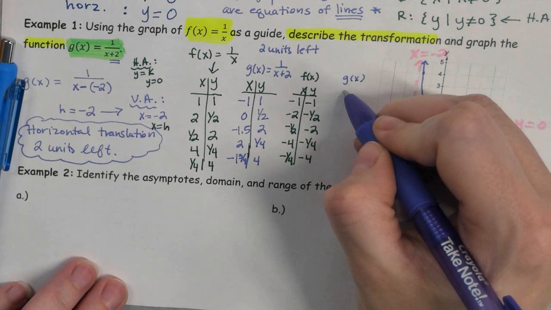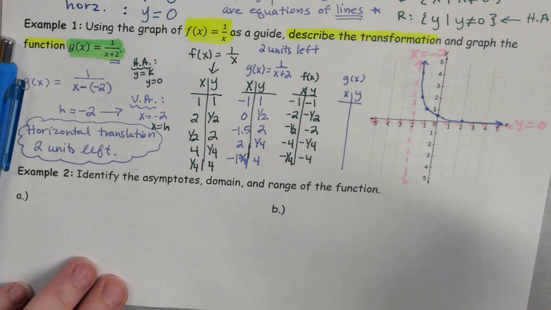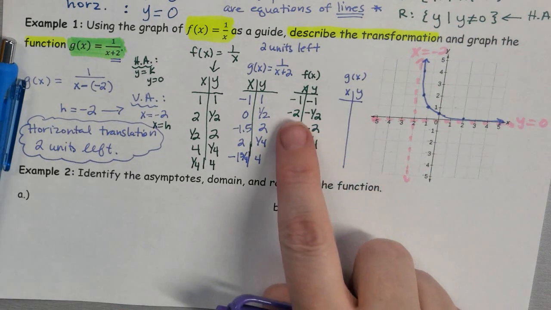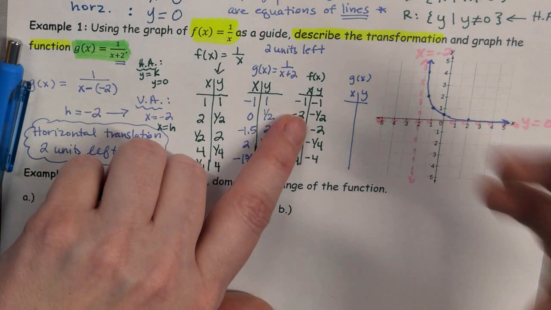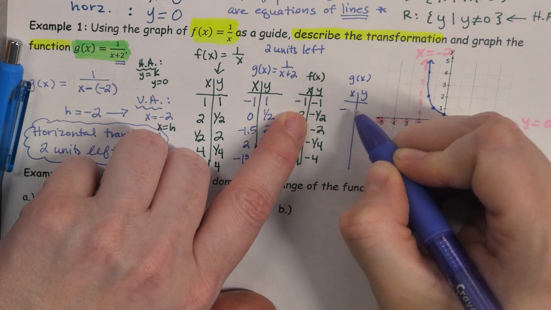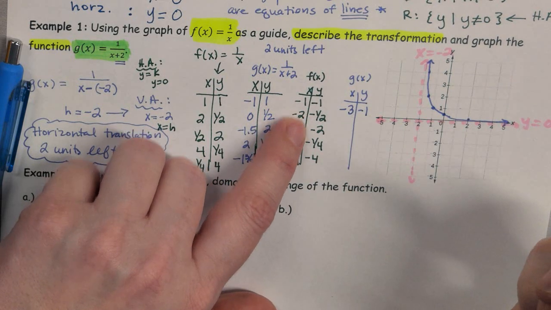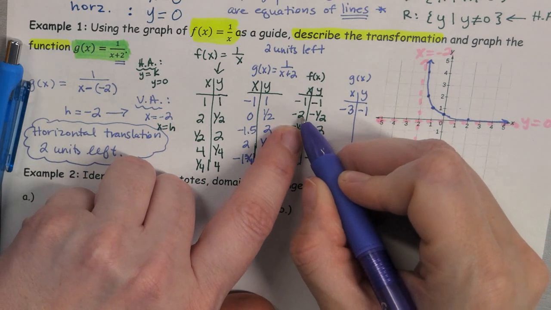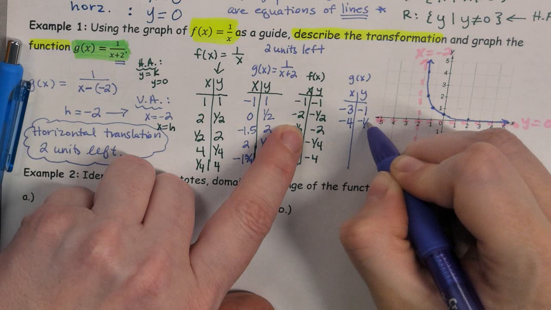So when we do g of x, it's the same process. So g of x, you always just do f of x minus 2 for the x's. So what's negative 1 minus 2? Negative 3. So it's negative 3, 1. That will be our first point. And then we just, again, subtract 2. The y's stay the same.